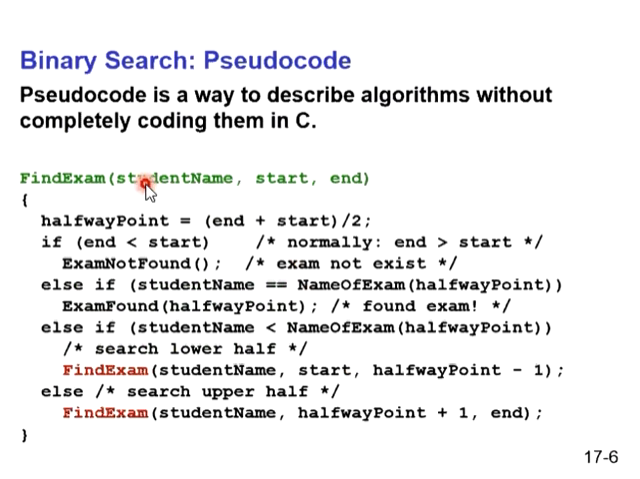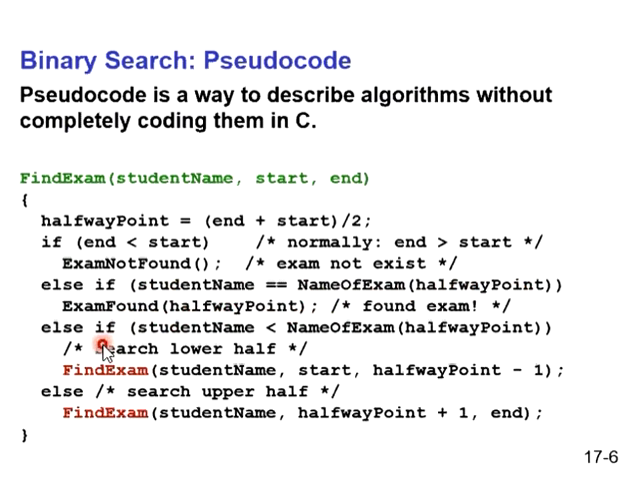So we have the pseudocode for the function for exam with arguments the name, and the start and end of the list. Firstly, we have to find the halfway point, the midpoint, from the values start and end, and we check if end is less than start, so we say no, exam not found, because normally end is greater than start, so when we face that case, we say exam not found. Otherwise, we check: if the student name is the name of the exam at the halfway point, at that time we say exam found.